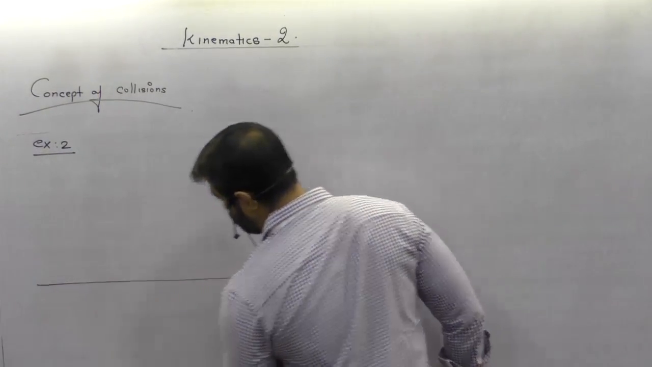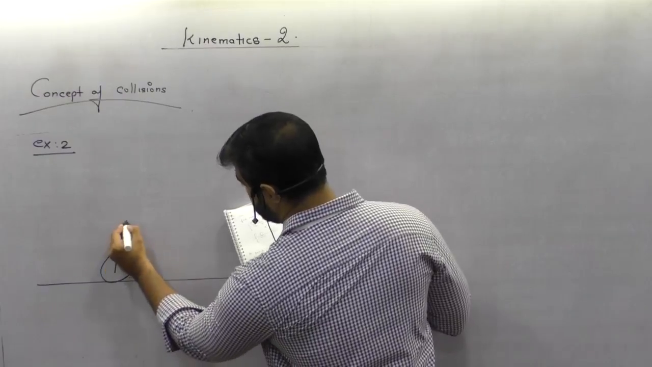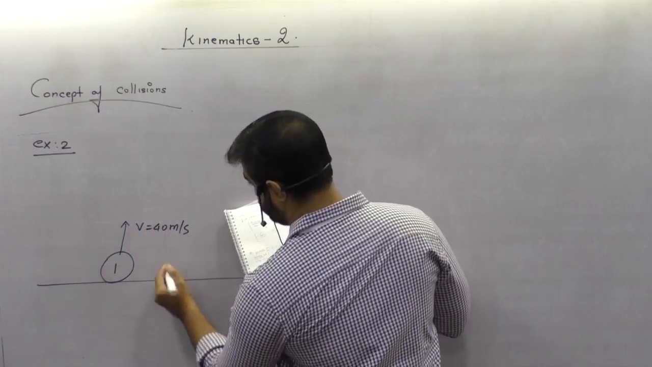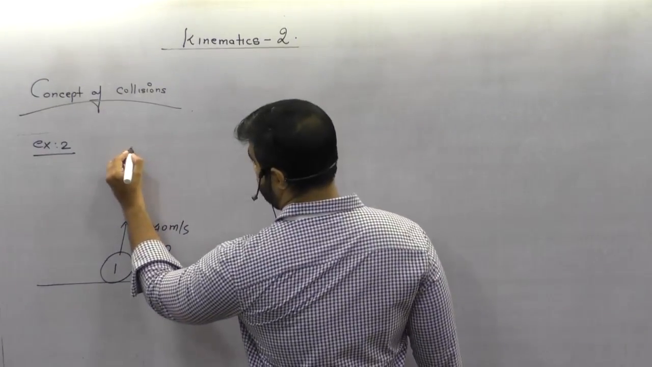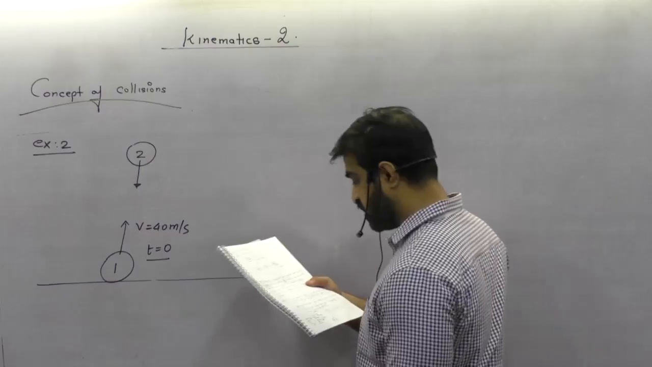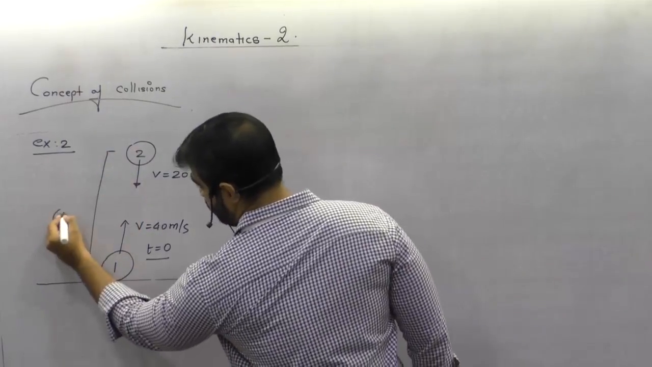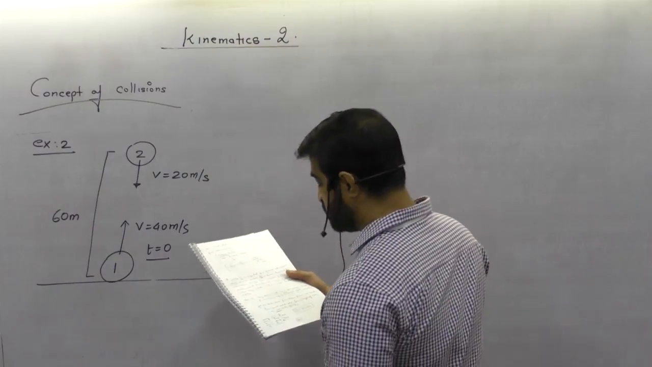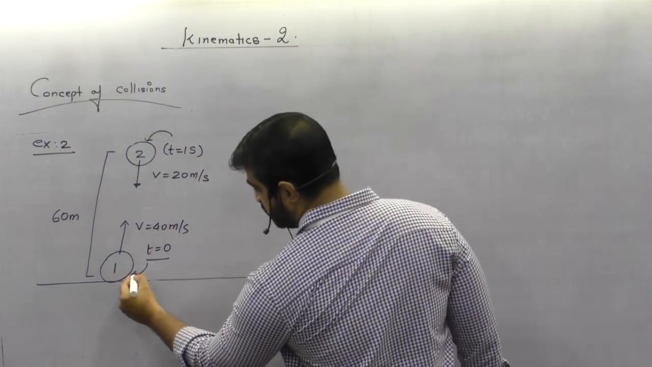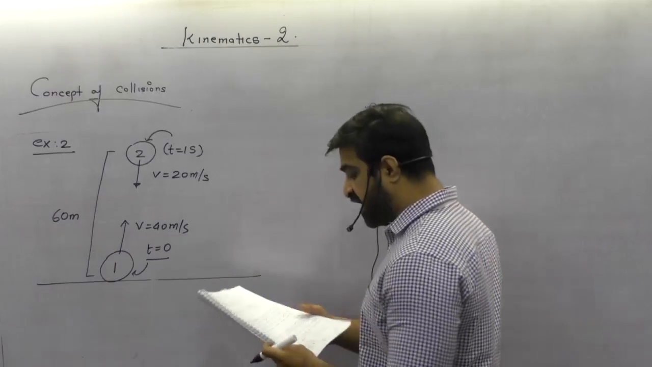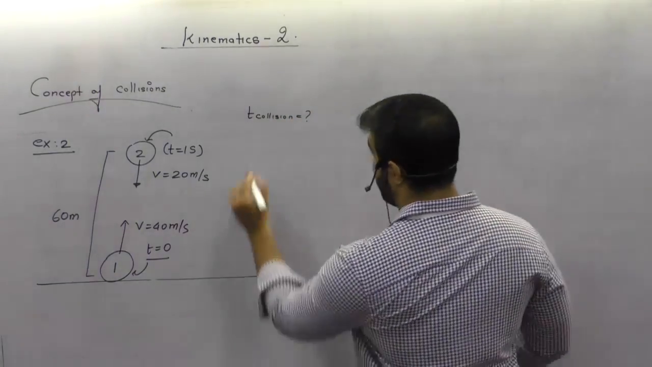This is the ground. Particle 1 is projected from ground with a velocity of 40 meter per second at time 0. And particle 2 is thrown down with a velocity of 20 meter per second from a height of 60 meter from the ground at 1 second. Add 1 second. This is at how many seconds? 0 second. Find the time when they collide and the height where they collide.